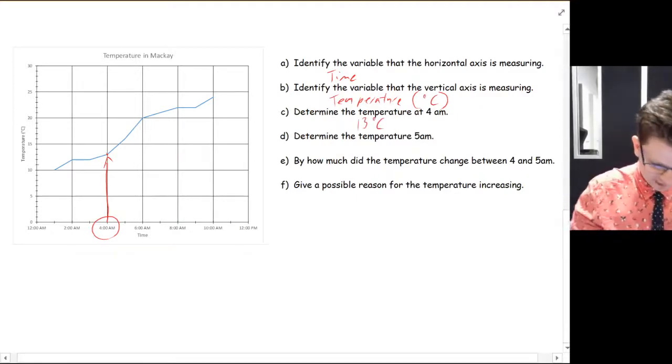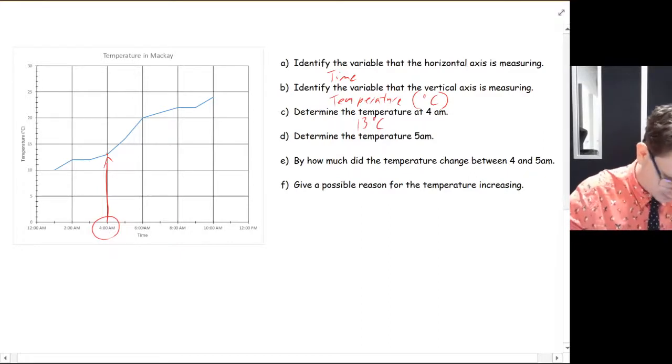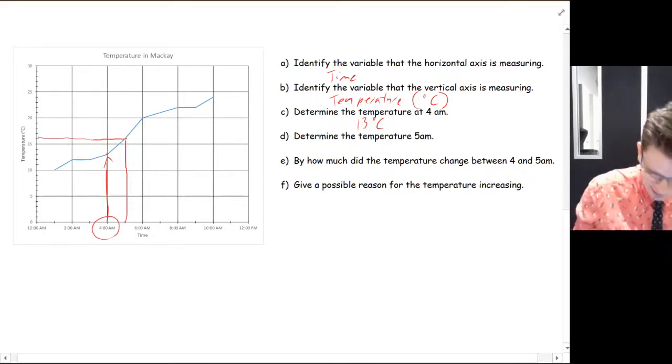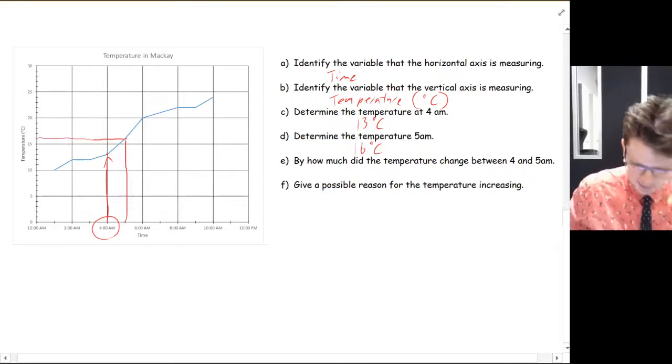What about the temperature at 5 a.m.? Well, if this is 4 a.m. and 6 a.m.'s over here, 5 a.m.'s along here, looking across. Oh yeah, so it's just above the 15 mark, so I'm going to call it 16 degrees Celsius.